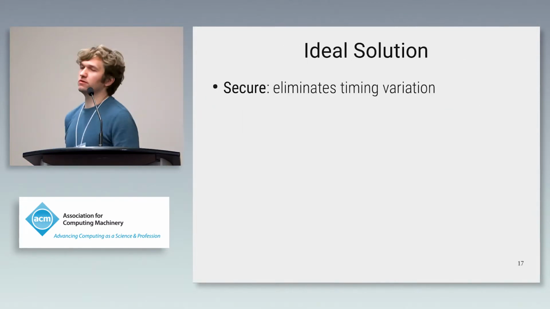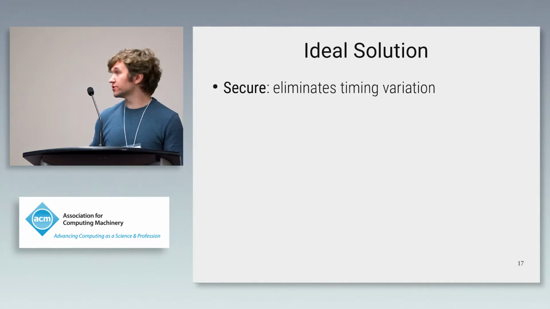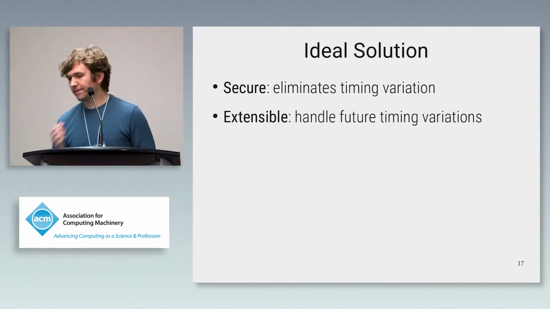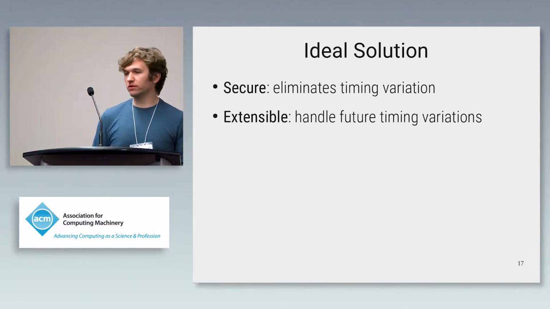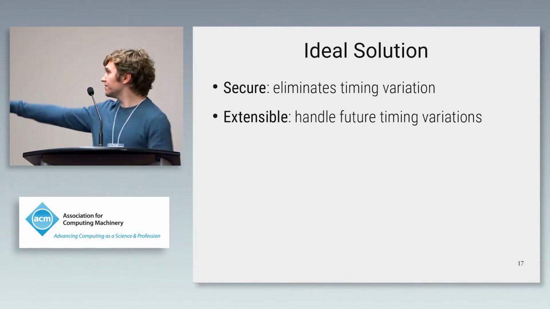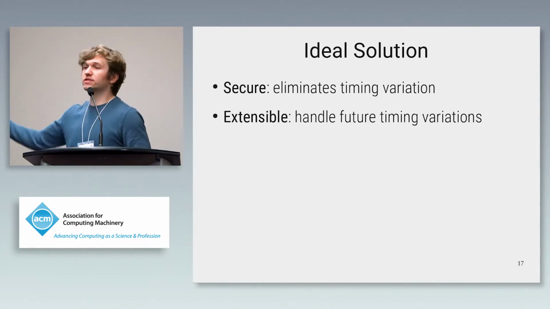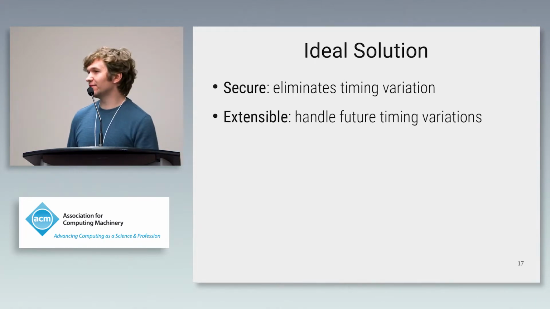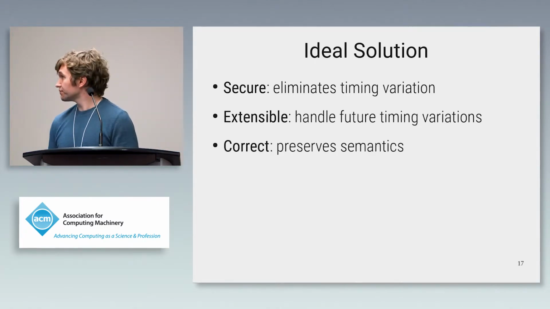And so first of all, most obviously, we would want a solution that's secure. We want to eliminate these timing variabilities. Additionally, it would be very useful to have some solution that's extensible because there could be future timing channels. And even if we found all of them now, who's to say Intel comes out with another processor, we get more timing variations that we now need to take care of.